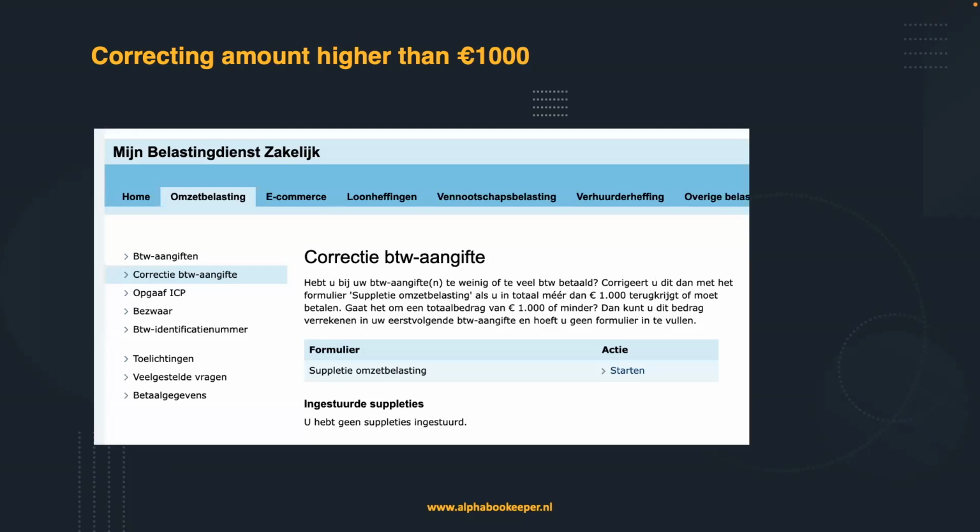So when it is more than 1,000 euros, you can make a correction by using the supplementary Omzetbelasting, supplementary VAT returns. This is where you make the correction when it is more than 1,000 euros.